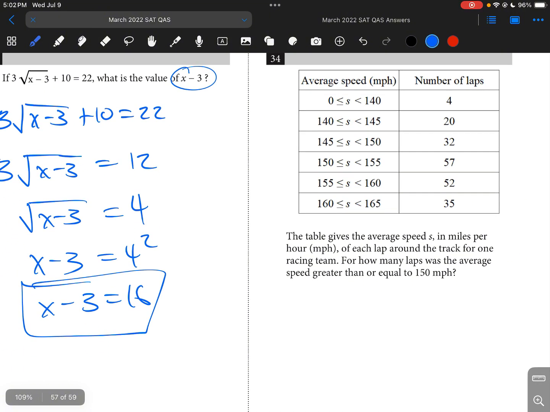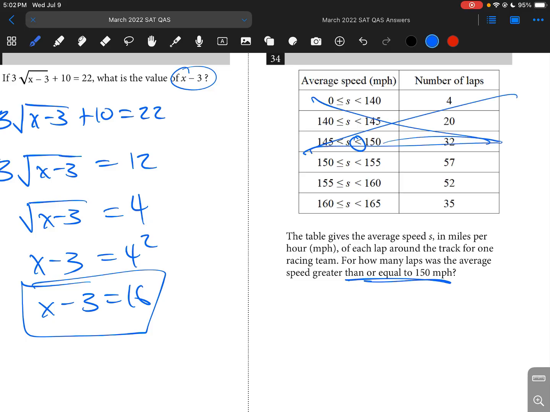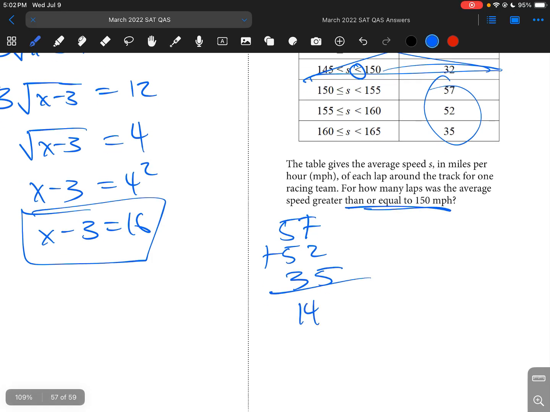34. The table above gives the average speed in miles per hour of each lap around the track for one racing team. For how many laps was the average speed greater than or equal to 150? Okay, anything greater than or equal to 150. Well, this doesn't have the equal sign, so you can remove anything here. How many laps was the average speed? Just add these up. So you have 57 plus 52 plus 35. So put that into your calculator. You end up with 144.